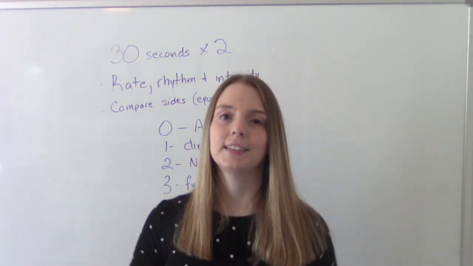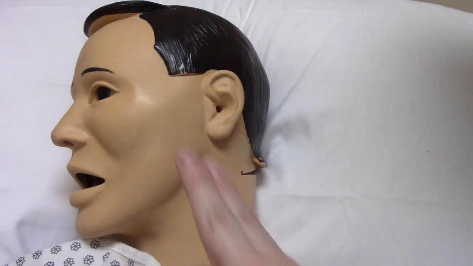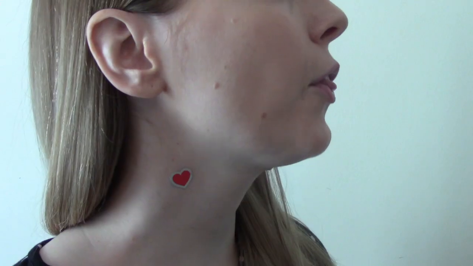Let me show you the places to take it. When assessing a pulse, we're going to use the pads of our fingers. The temporal pulse, right in front of the ear. The carotid pulse is located in the groove between the sternomastoid muscle and the trachea. This is usually one of the easier ones to find.